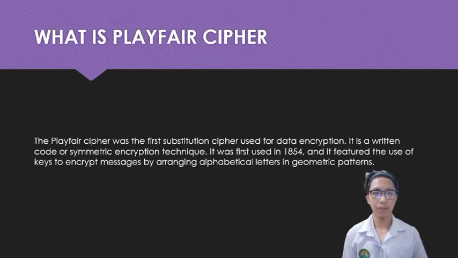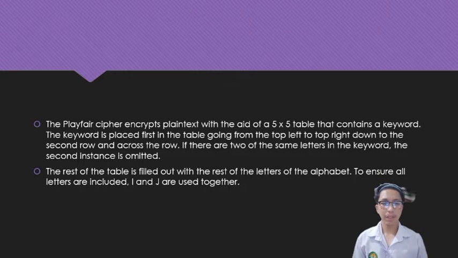It features the use of keys to encrypt a message by arranging letters alphabetically in a geometric pattern. The Playfair Cipher encrypts the plain text with the aid of a 5x5 table that contains a keyword. The keyword is placed first in the table, going from the top left to the right, down to the second row and across the row.